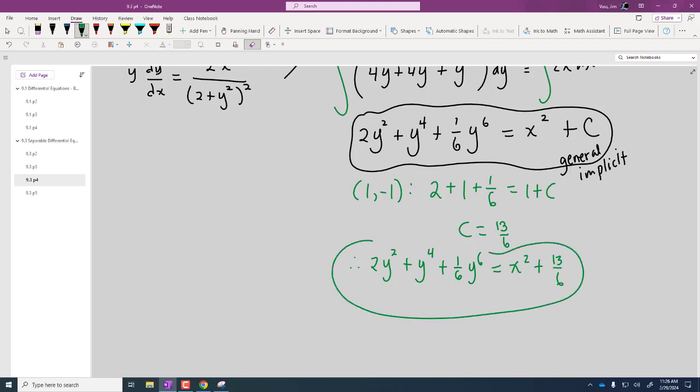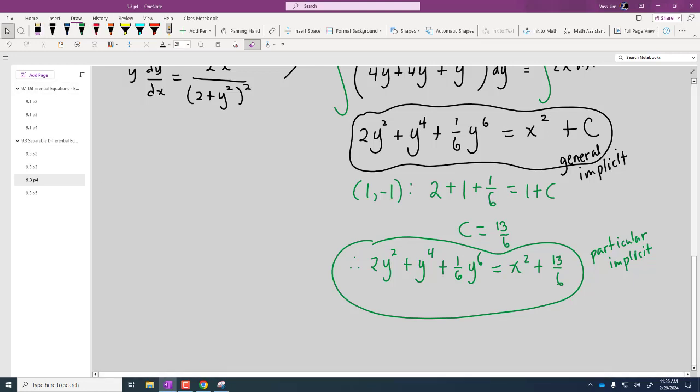So there is our particular solution, and that is an implicit form. We can multiply by 6 to clear the fraction, but there's no way we're going to isolate y, or, well, we might be able to isolate x depending on, let's take a look at the graph. We might be able to invert our perspective. We just get plus or minus a square root, so it's whatever. Yeah, let's see if we can graph it.